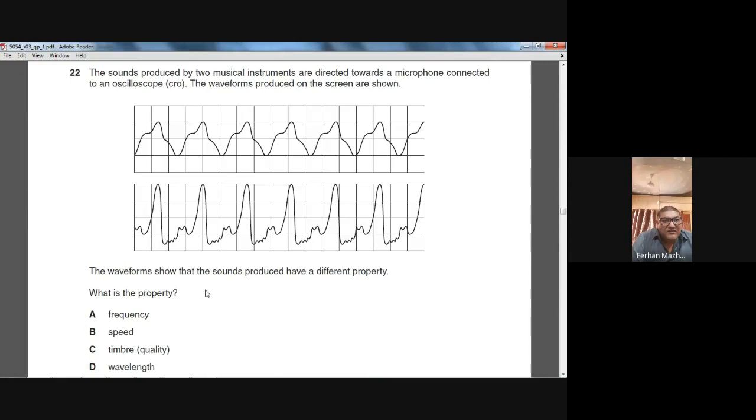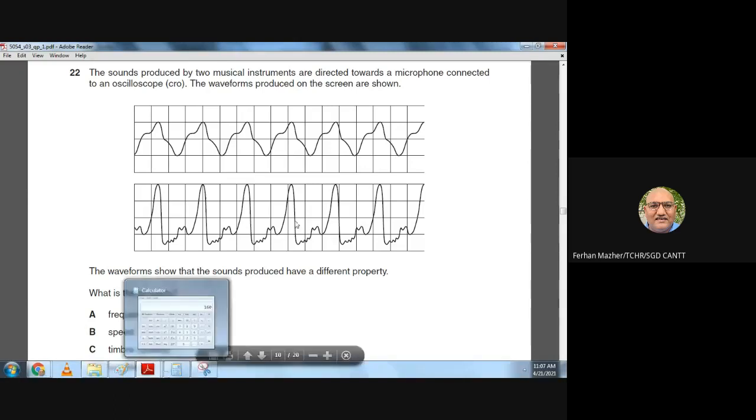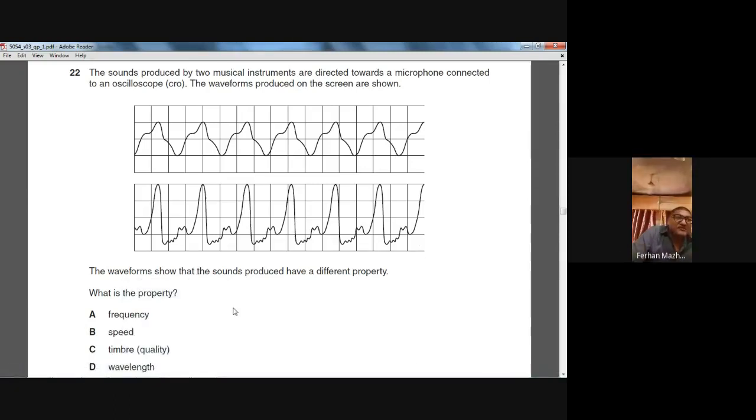Timbre, quality, 100%. The timbre or the quality of the sound is different. Timbre means the basic shape of the wave. So the basic shape of these sound waves is different from each other. So that's timbre quality, 100% different. So wavelength, from this graph, I cannot say anything about the wavelength because this is a displacement-time graph on the CRO.